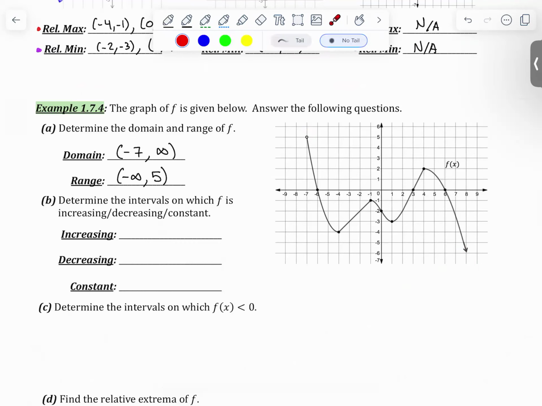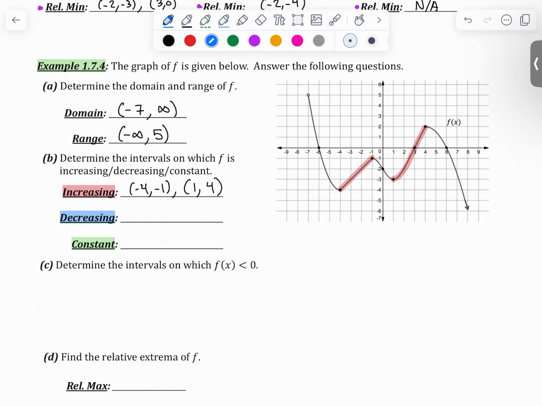Then increasing and decreasing and stuff. So let's color code that. Increasing in red, decreasing in blue, and constant in green. So increasing would be from -4 to -1, and then from 1 all the way up to 4. So let's write those down. So increasing from x equals -4 to x equals -1. So the interval parenthesis -4, comma, -1. And then from 1 to 4.